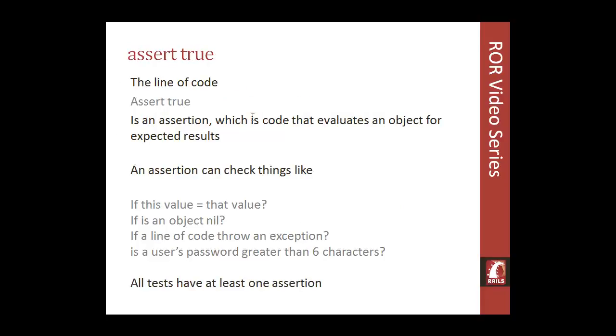And assert true is an assertion, which is code that evaluates an object for expected results. Assertions can check things like if one value is equal to another value, or if something's nil, or if a line of code throws an exception or not, if a user's password is greater than 6 characters, any kind of evaluation. And all tests have to have at least one assertion, even if it's just assert true, like the sample test above.